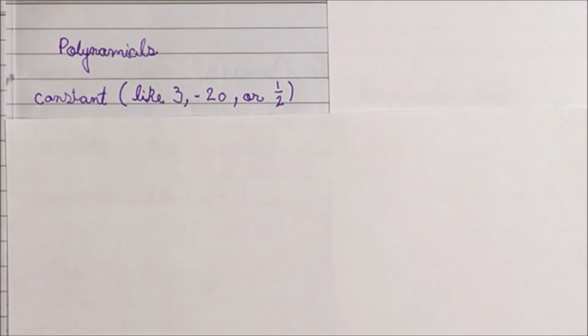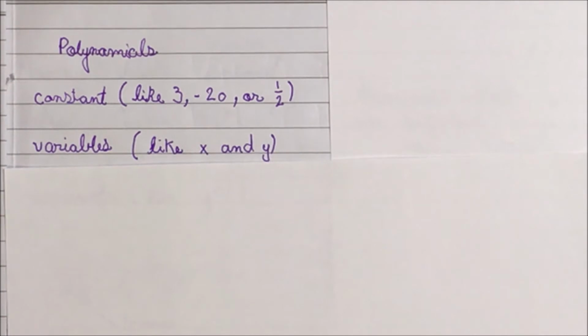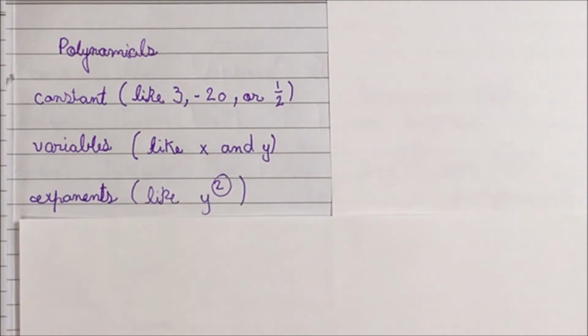So a polynomial is basically a mathematical expression that contains constants, so numbers like 3, -20, or a fraction like a half. It can contain variables like x and y or any other letter that stores a number in it, and it contains exponents, so like y to the power of 2, which basically means y times itself twice.